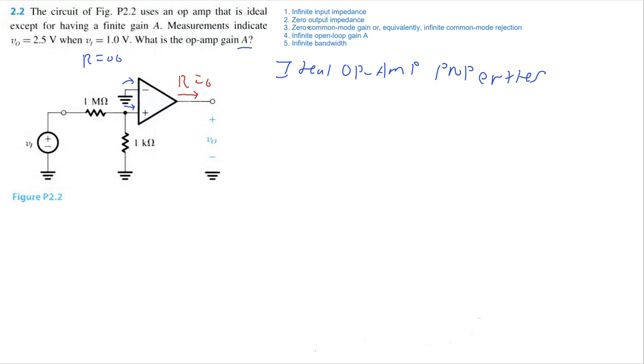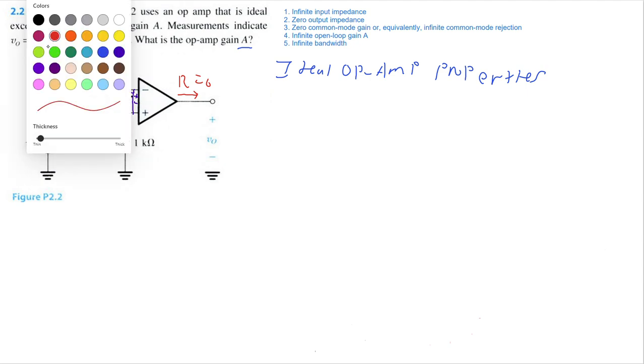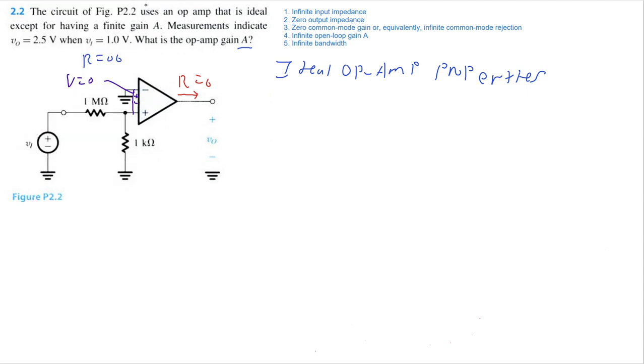Then we have zero common mode gain, or equivalently, infinite common mode rejection. My professor called this a virtual short. It's basically as if we connected these two rails with a wire and took a voltage drop across it; there should be zero voltage drop between the two rails. Then we have infinite open loop gain A, which is not being upheld in this problem because we have a finite gain of A that we need to solve for.